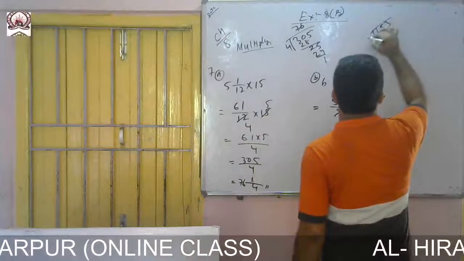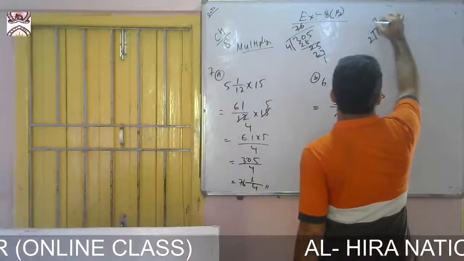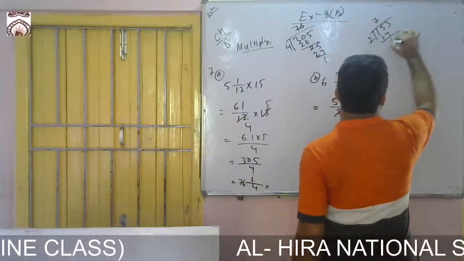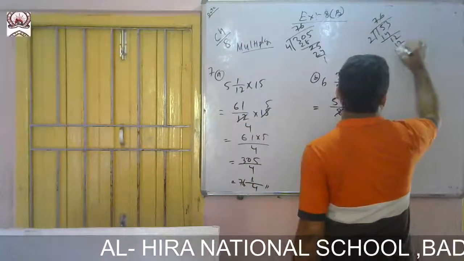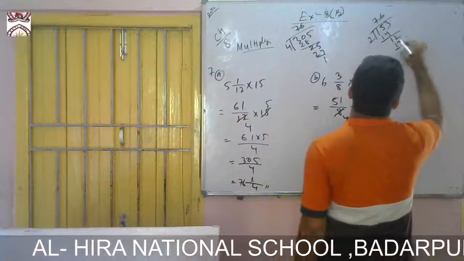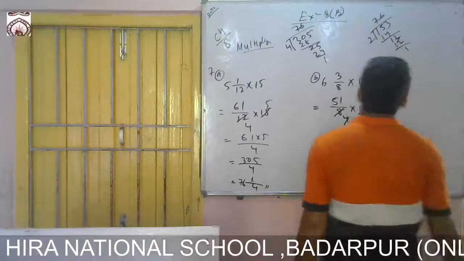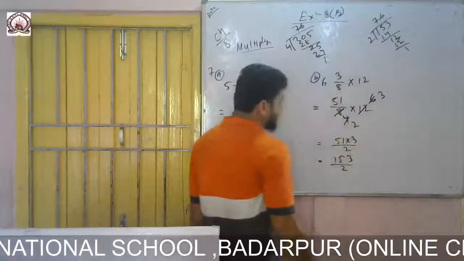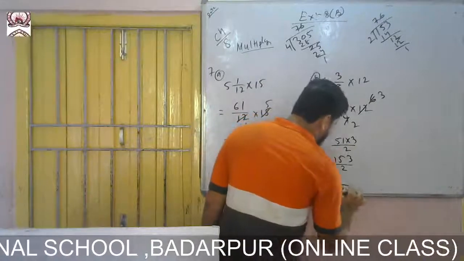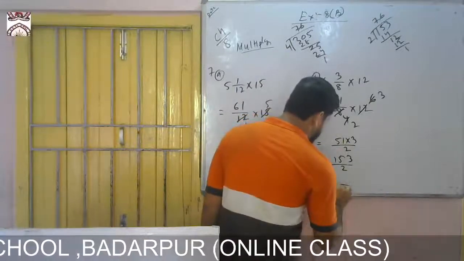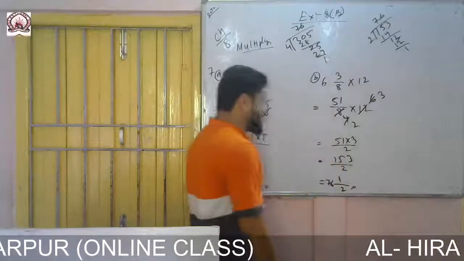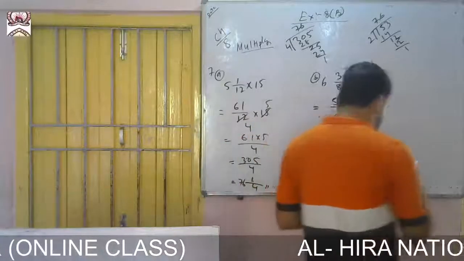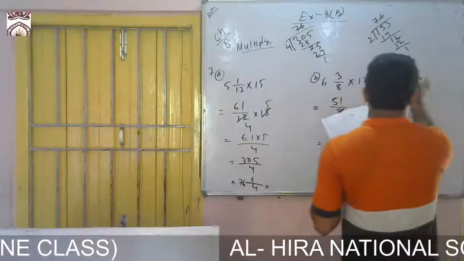153 by 2. So 2 7 jar 14. Remain what? 12. So 2 6 jar 12. Remain what? 13 remain here what? 2 6 jar 12. So remain here 1. Okay. So it will be what? 76 1 by 2. Now come to C.